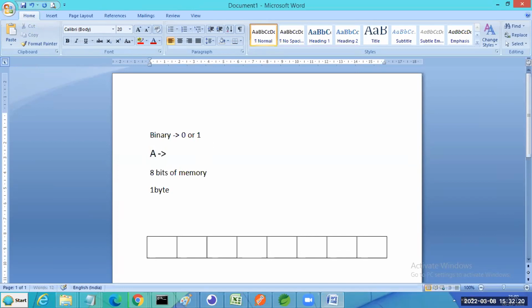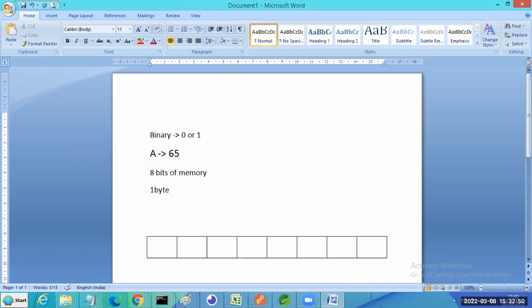How does it understand that A is written? Based on its ASCII value. So what is the ASCII value of capital A? 65. Can my machine understand 65? No, it can understand only 0 or 1. How will we make it understand A? If we can make it understand 65, it will consider it as A, no problem. But how will we make it understand that it is 65?